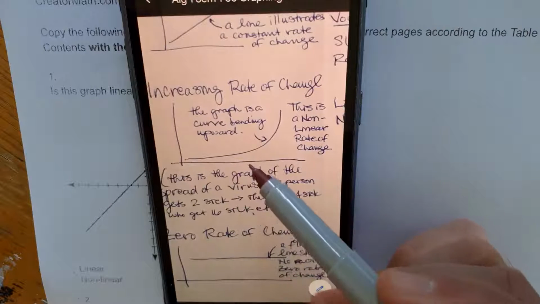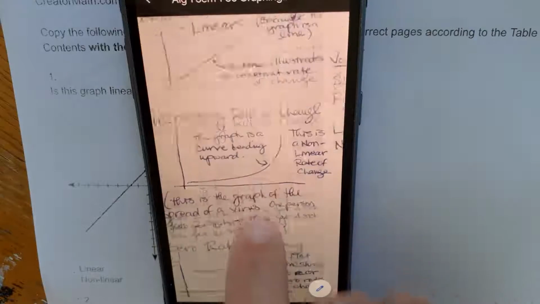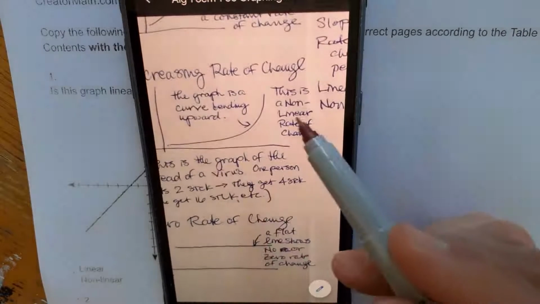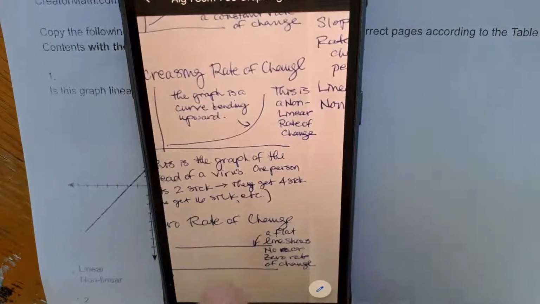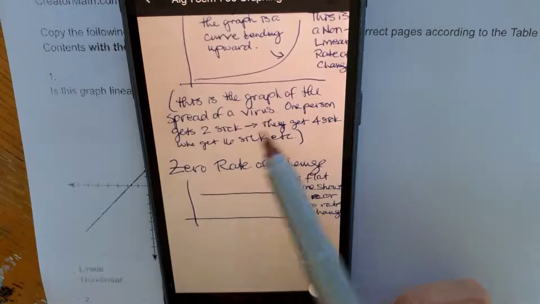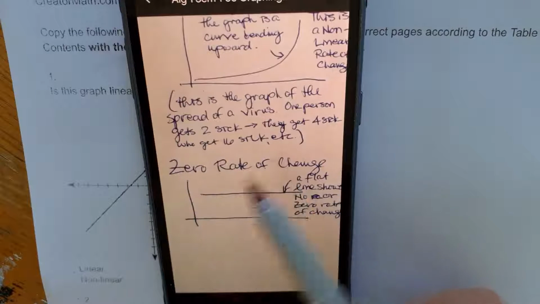It's an exponential curve. The rate of change here is increasing. It's not a constant rate of change like a line. It's increasing its speed as it starts to spread. This is a non-linear rate of change. Okay, non-linear means not a line. It's a curve. This is the graph of the spread of a virus. One person gets 2 sick, they get 4 sick, who gets 16 sick, etc.